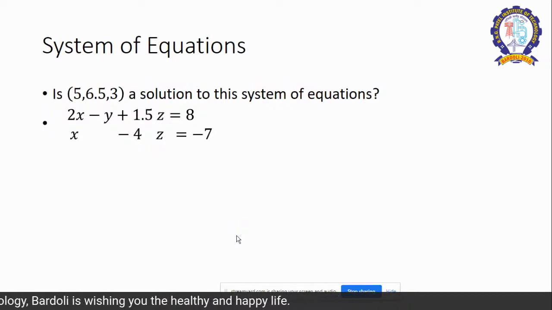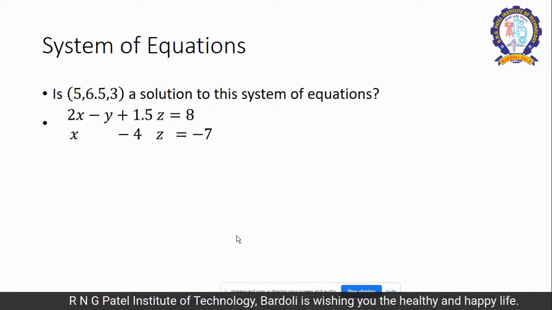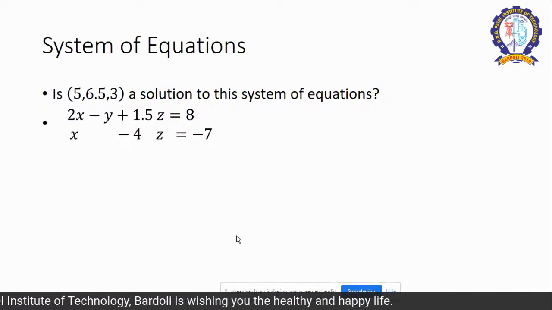Now check whether 5, 6.5 and 3 is a solution to this system of equations. You just check whether it is satisfied or not. That is a task for you.